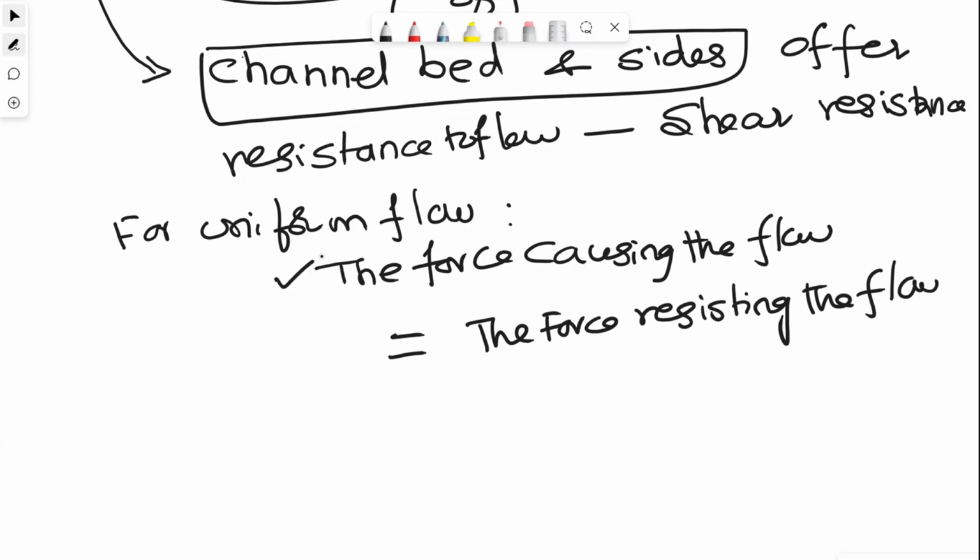So what is the force causing the flow? The weight component of flow in the direction of flow. Whereas what is the force resisting flow? The frictional resistance. This is nothing but the frictional resistance, or what is also called shear resistance, whatever you call it. If both are equal, then when these two forces are equal, the flow becomes uniform flow.